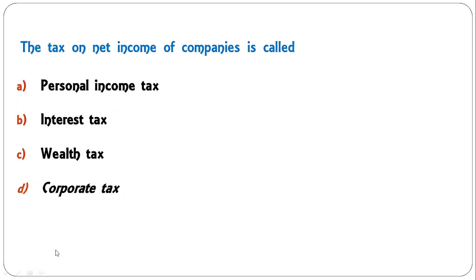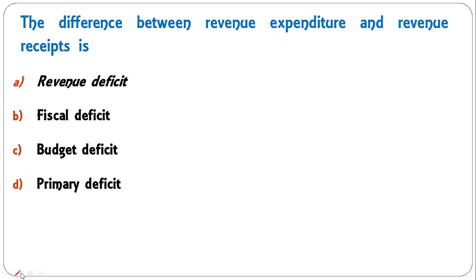The tax on net income of companies is called personal income tax, interest tax, wealth tax, corporate tax. No doubt, it is corporate tax. So D is the correct answer. Moving to the next. The difference between revenue expenditure and revenue receipts is called revenue deficit. So A is the correct answer, dear students.